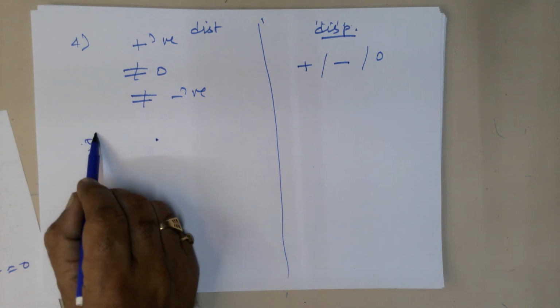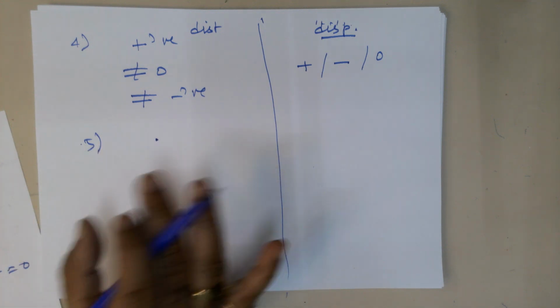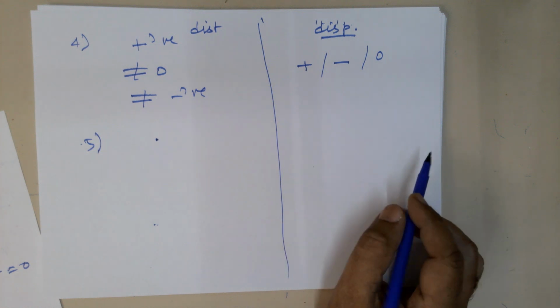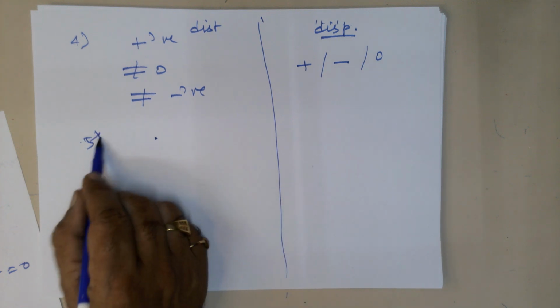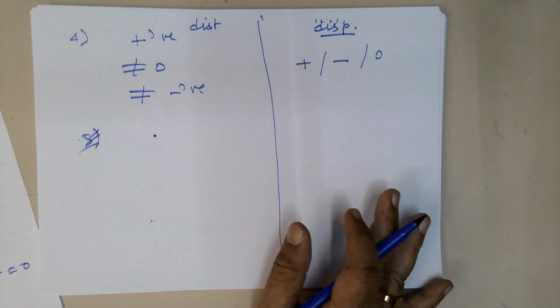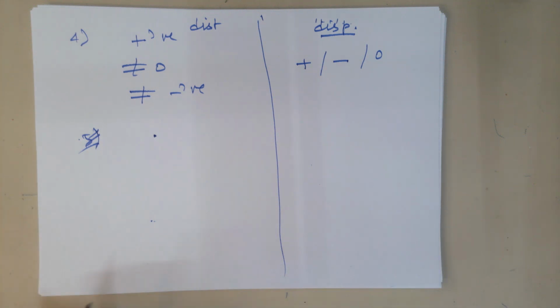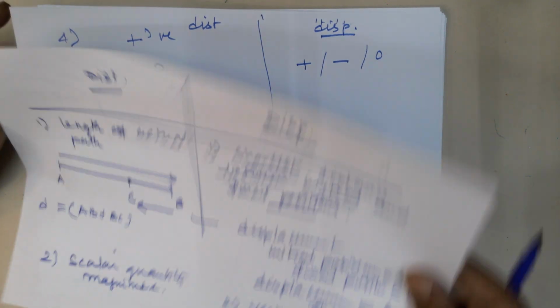So distance is equal to the displacement in a linear path in the same direction. But displacement can be equal to or less than the distance, but cannot be more than the distance. Okay. So I think these 4 points are more than sufficient for you to distinguish between distance and displacement. So are you able to understand?